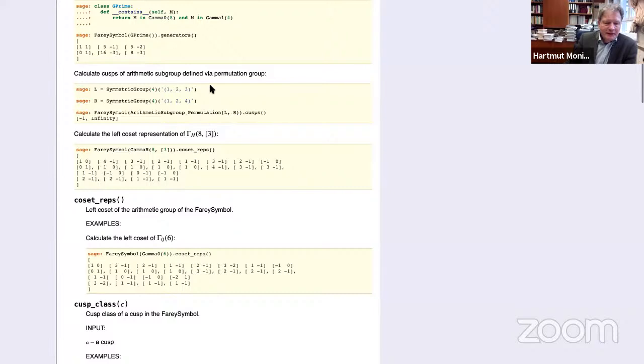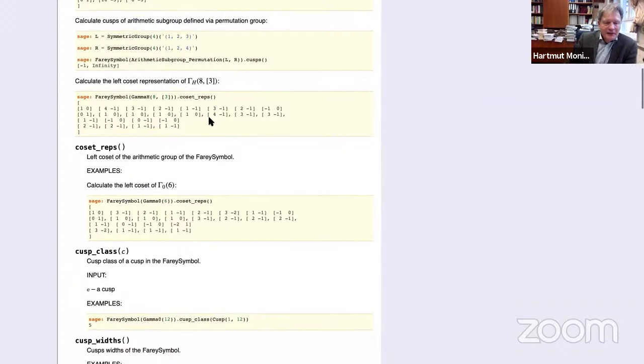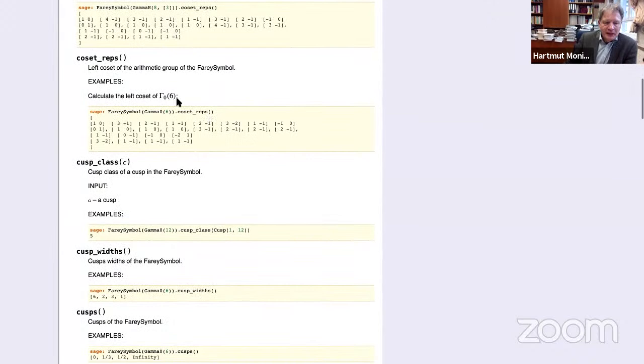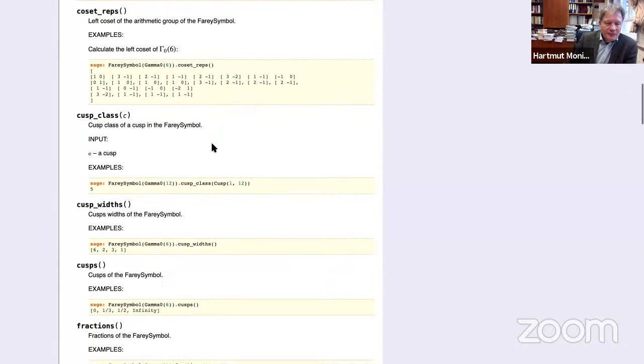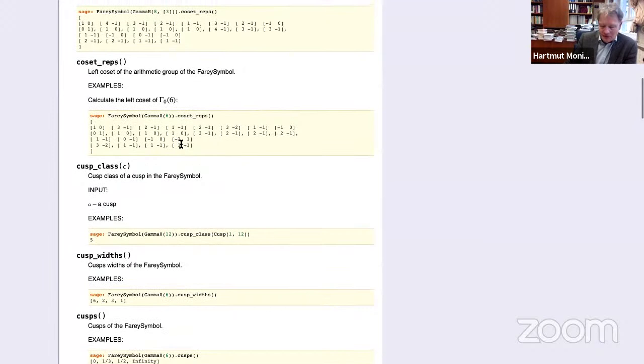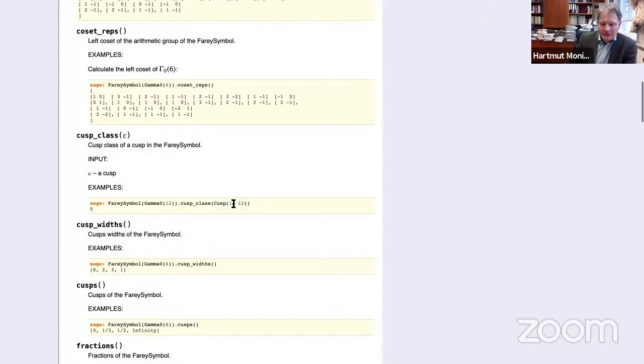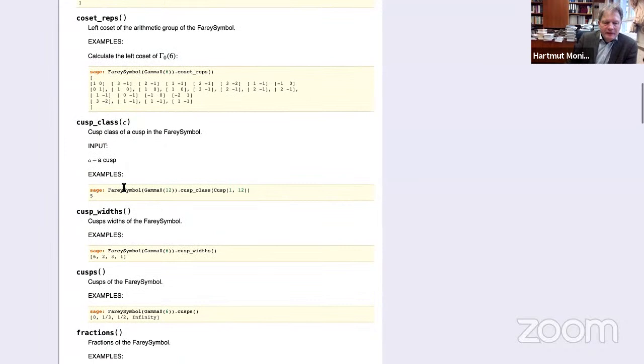And here is a particular example, and we will see much of that later. So, what does a Farey symbol give you? Well, you can obtain all the coset representations of the group. You can obtain the cusp class of a particular cusp of that group, because you have parabolic subgroups. These correspond to cusps. These cusps are in Sage defined by cusp, which is numerator, denominator. So cusp infinity would be, for example, cusp(1, 0), and that defines the cusp class. I will say more about what that is later.